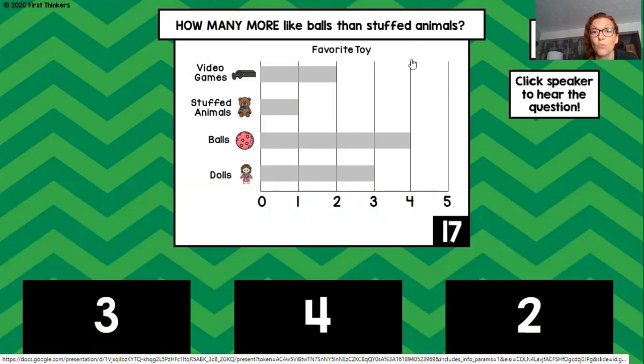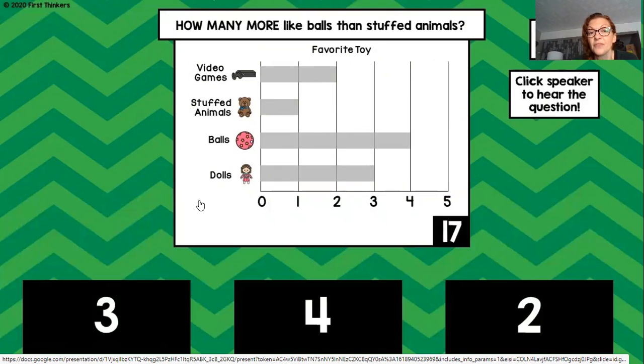Even before we look at the question, I want to look at the graph. Can you point to the title of this graph? Yeah, just like in a book, graphs have titles too, and they're up on top. The title of this graph is Favorite Toy.